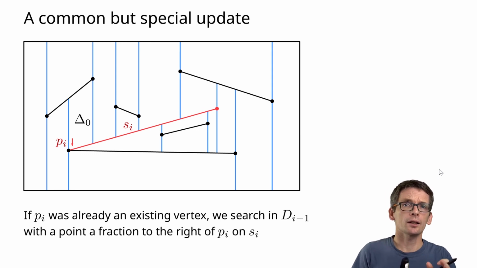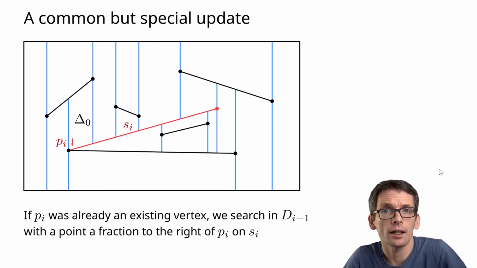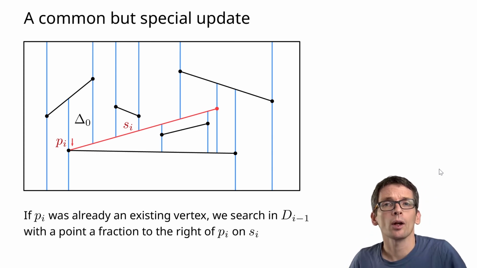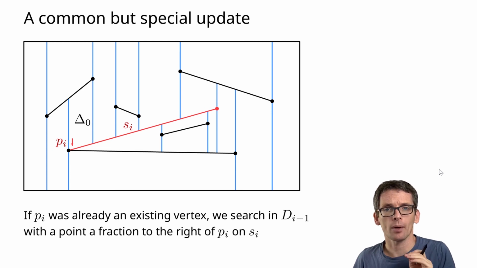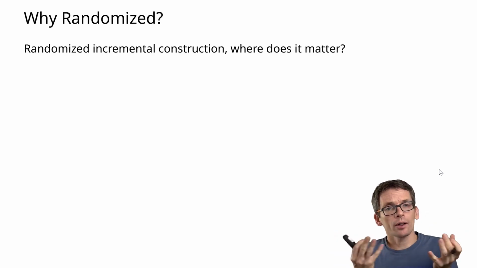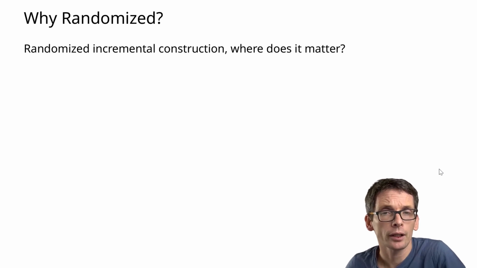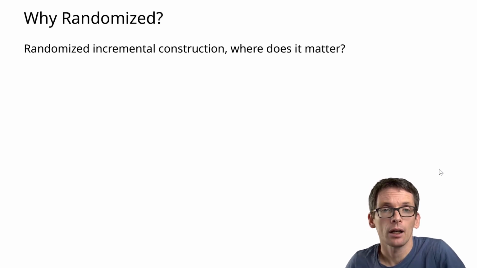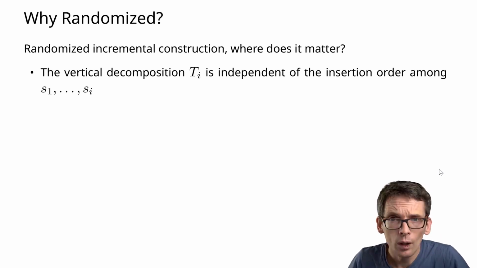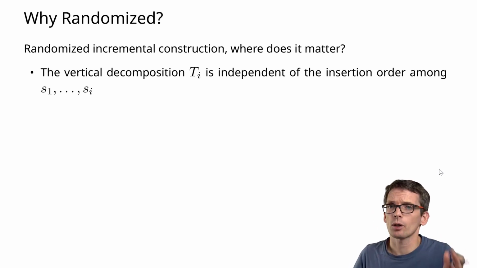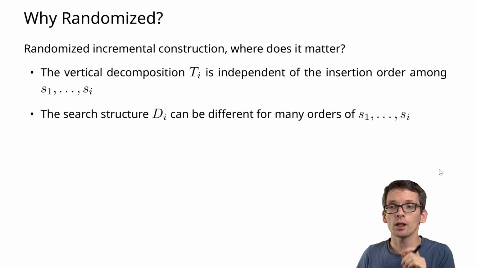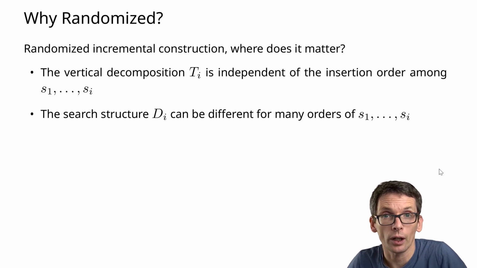Now before we formally analyze the algorithm, let's think about why we actually want to use randomization. If we think of the vertical decomposition, we already analyzed the complexity of the vertical decomposition, and that is linear, and that is independent of the insertion order. So for the vertical decomposition, the insertion order does not really matter. So this is not the reason we're doing randomization. The reason we're using randomization is because of the search structure.